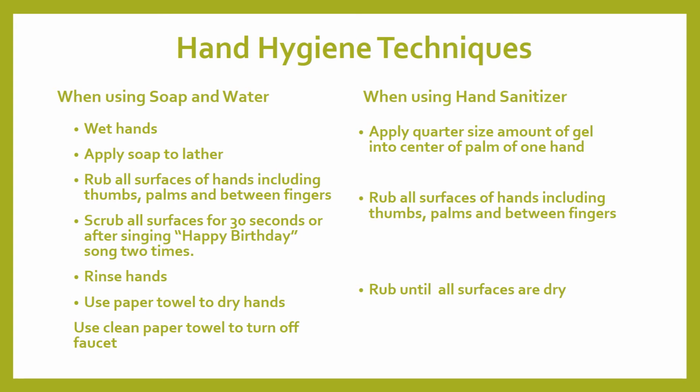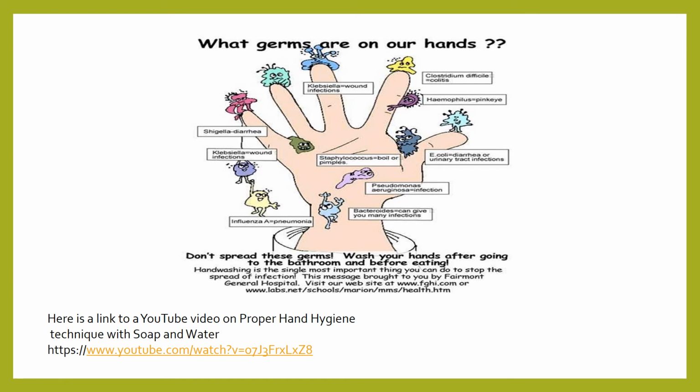Rinse your hands, being careful not to splash, and use clean paper towels to dry your hands. Use a clean paper towel to turn off your faucet. When using hand sanitizer, apply a quarter-size amount of gel into the center of the palm of one hand. Rub all surfaces of your hands, including your thumbs, palms, and between your fingers. Rub until all surfaces are dry. Here is a link to a YouTube video on proper hand hygiene technique with soap and water.